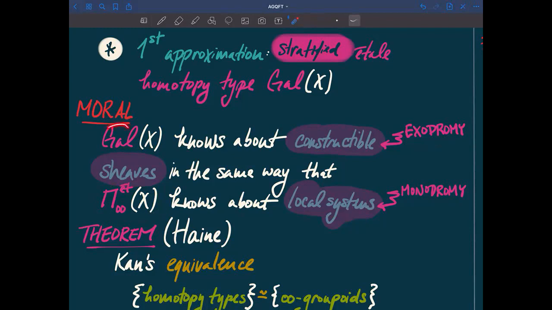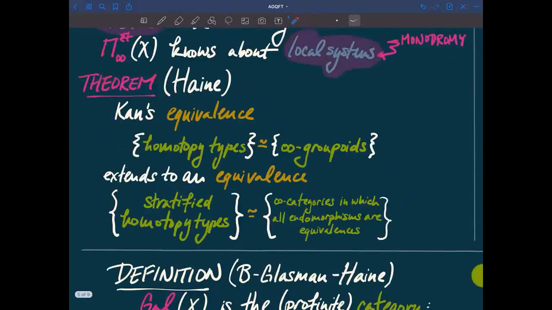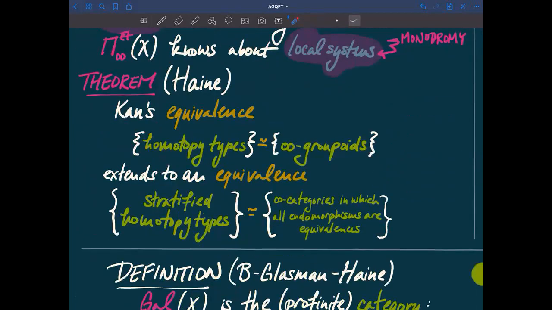Okay, but what kind of object is this going to be? Well, there's a theorem by my graduate student, Peter Haine, who noticed that the equivalence we use in homotopy theory all the time between homotopy types and infinity groupoids actually extends to an equivalence between stratified homotopy types and infinity categories with the property that the only endomorphisms are actually equivalences.